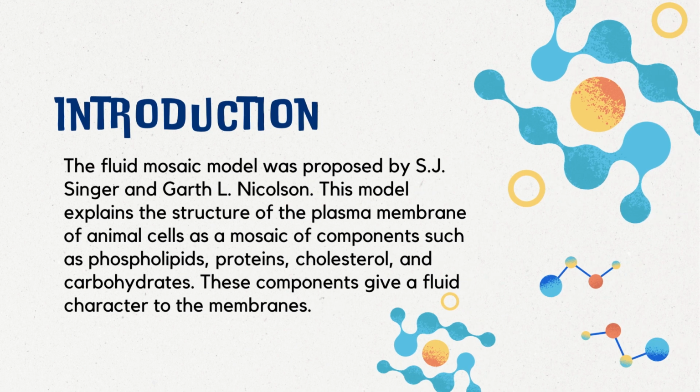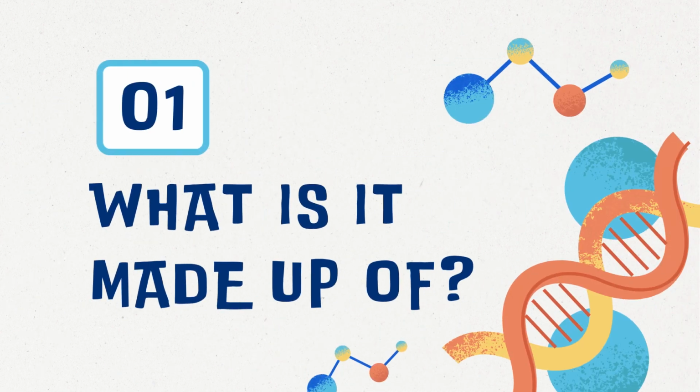The fluid mosaic model was proposed by S.J. Singer and Garth L. Nicholson. This model explains the structure of the plasma membrane of animal cells as a mosaic of components such as phospholipids, proteins, cholesterol, and carbohydrates. These components give a fluid character to the membranes.